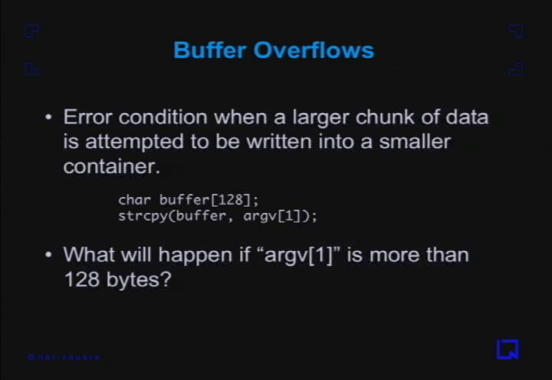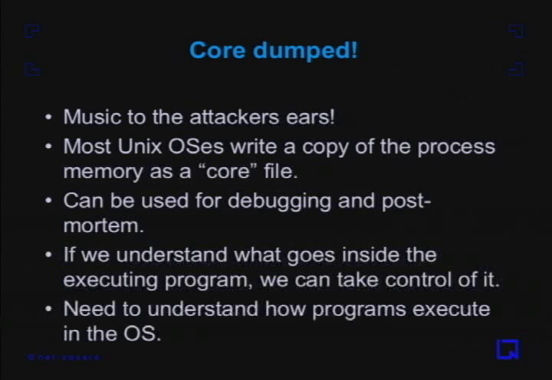If you take code like this, for instance, buffer[128], strcpy argv[1] into buffer, classic error situation. If you have command line argument 1 which is more than 128 bytes, this program is going to puke. It's going to throw up core. You get a segmentation fault, core dump. And for guys like us, core is music to the attacker's ears. We'll use the core file to do post-mortem debugging, figure out what caused the problem, take a look at the registers, and then begin the whole process of exploit development.